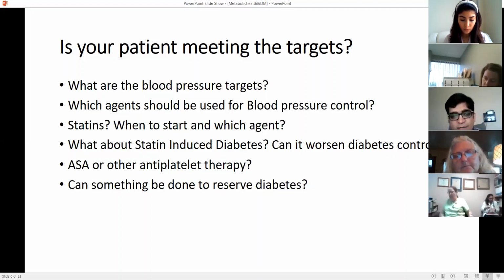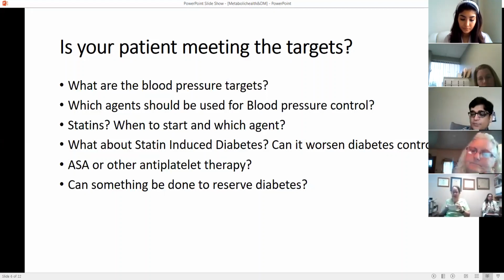I'm not sure if you guys have had to deal with this, but this is a common thing. Statin induced diabetes. Most patients read about it and they ask this question: does use of a statin cause diabetes? And if they already have diabetes, putting them on a statin, will it worsen diabetes? Will it worsen their diabetes control? We get this question commonly. So I will address that as well.